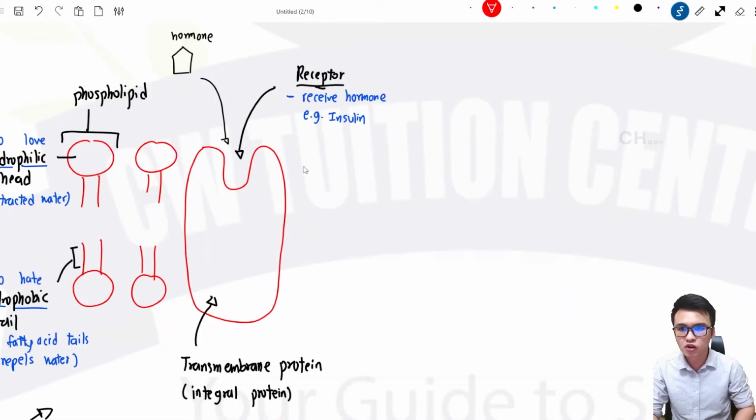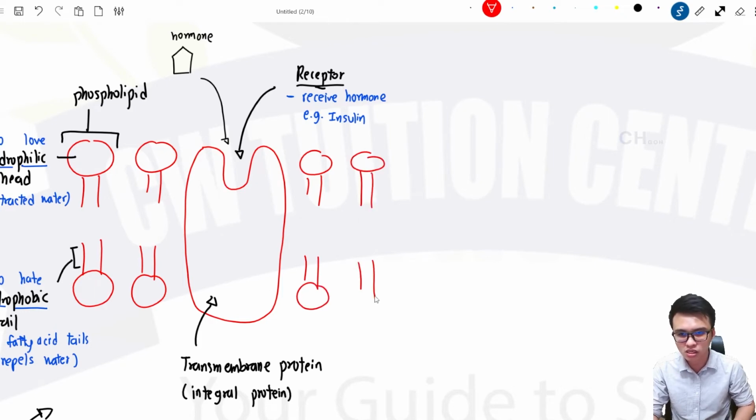So guys, let's move on. Now, besides the transmembrane protein, we also have something called cholesterol inside our plasma membrane. You draw four little guys here. In the middle, we have a four-ring compound. This four-ring compound is known as cholesterol.